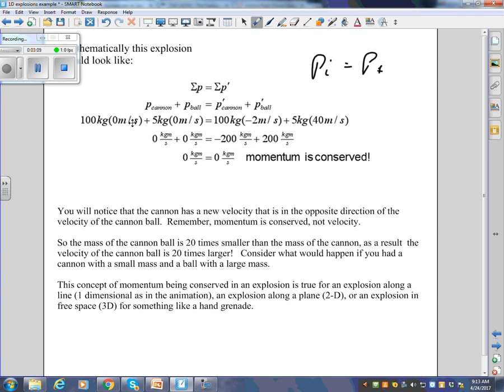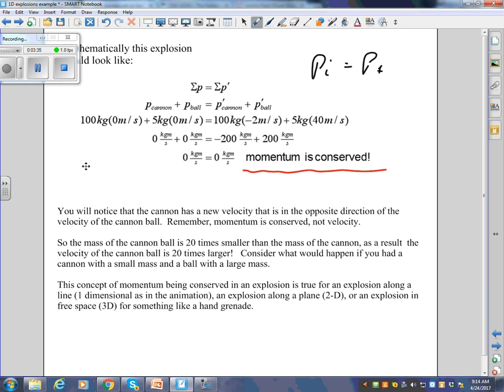And you can see here that they're both at rest, so the momentum before is zero. Because of the negative value of the velocity, you get minus 200 and plus 200, so momentum is conserved. And if you can remember that, that is the fundamental pillar of the entire unit, really.